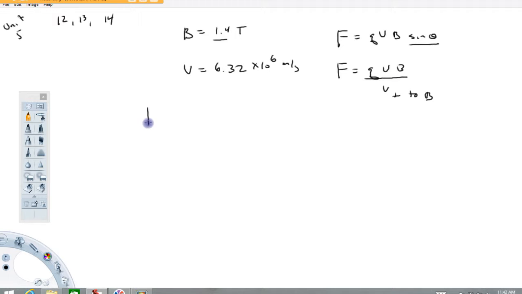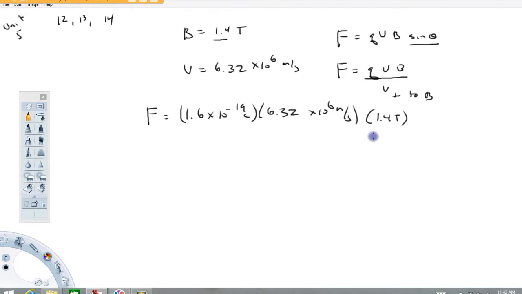So in this example, the maximum force is going to be the charge. Now, because this is a proton, its charge is 1.6 times 10 to the minus 19th coulombs. The V is the speed, 6.32 times 10 to the 6th meter per second. And then the magnetic field strength is given, 1.4 teslas. And this is just a matter of multiplying this all out.